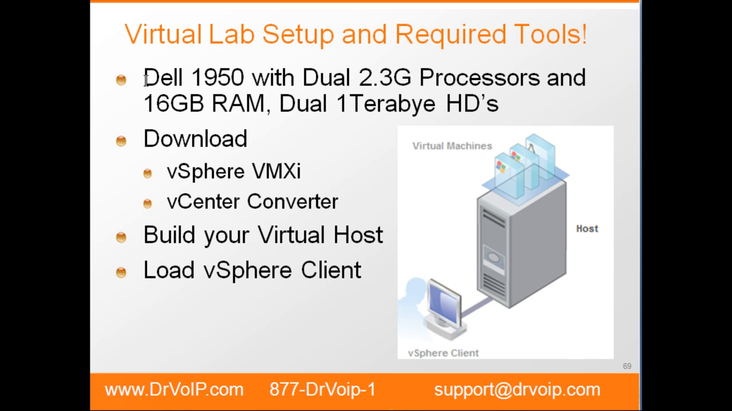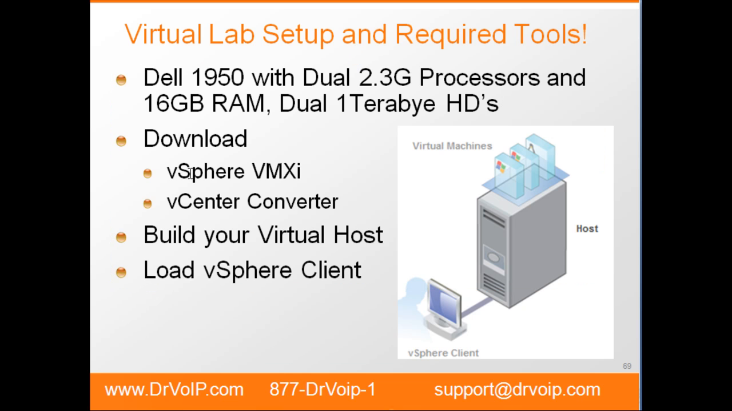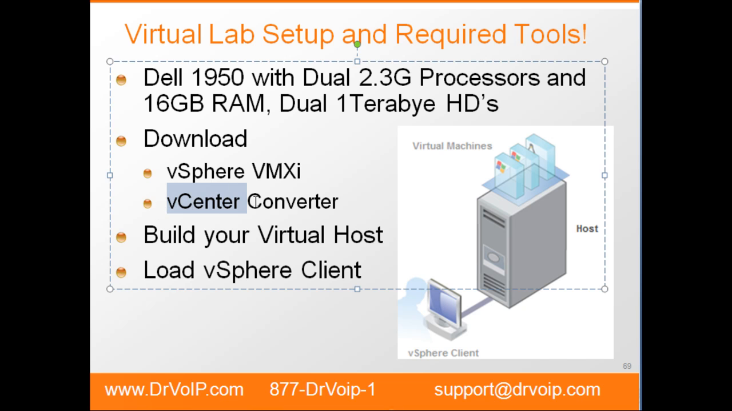In our demonstration, we'll be using a Dell 1950 with dual 2.3 gig processors, 16K of RAM, and dual 1 terabyte hard drives. You'll need to download vSphere ESXi. You can download it from the VMware site. It's a free trial for 60 days and then you get a very inexpensive license. And you'll also want to get a copy of vSphere Converter, which is the magical piece of software we use to go from physical to virtual.